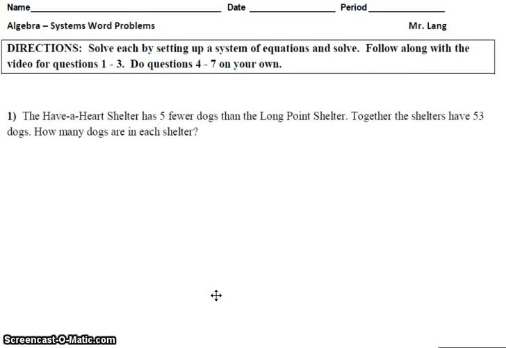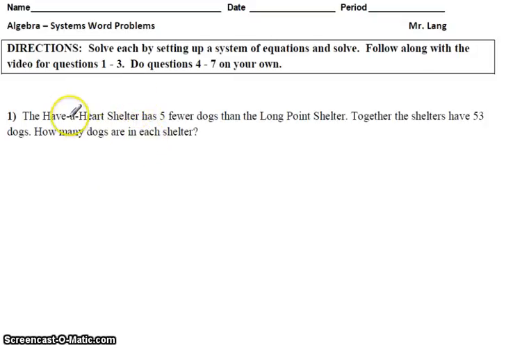Alright, first one here. The Have a Heart shelter has 5 fewer dogs than the Long Point shelter. Together, the shelters have 53 dogs. How many dogs are in each shelter? So the directions say solve by setting up a system of equations. So we'll do that. And remember how these systems of equations work. Look at the final question here. It says how many dogs are in each shelter? So that kind of gives you a clue on what we're going to set our variables to be.